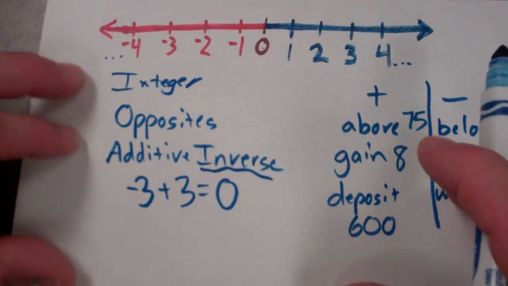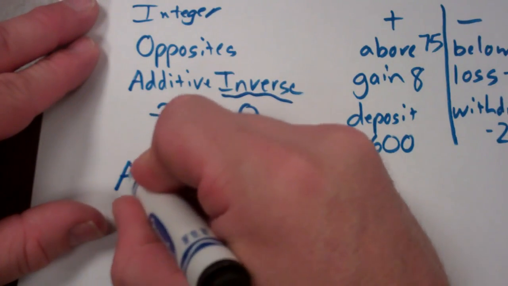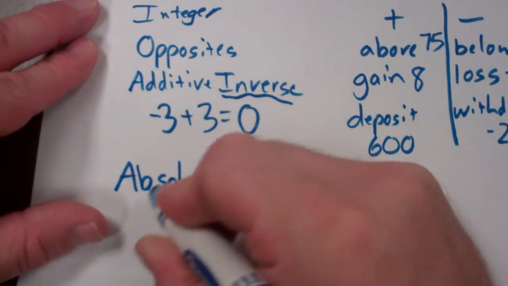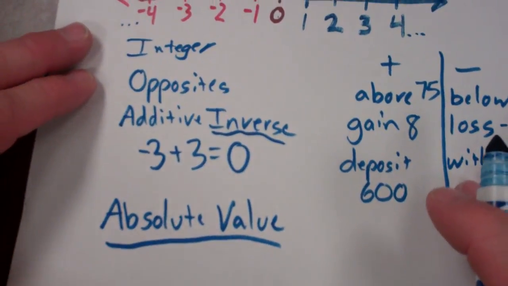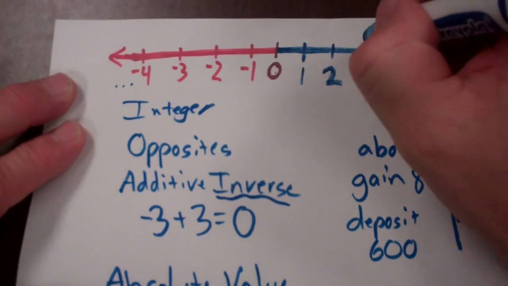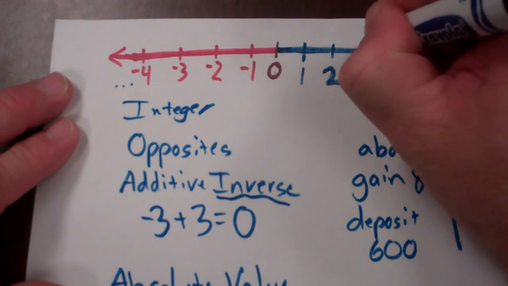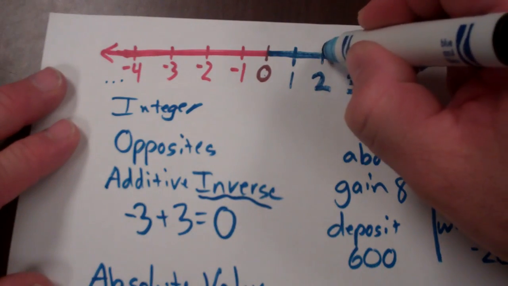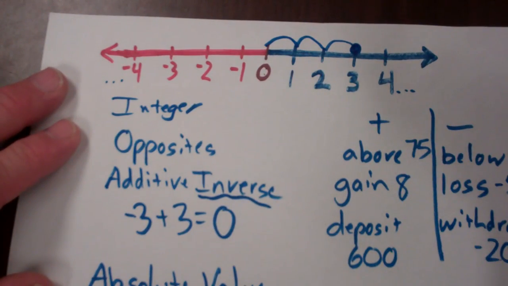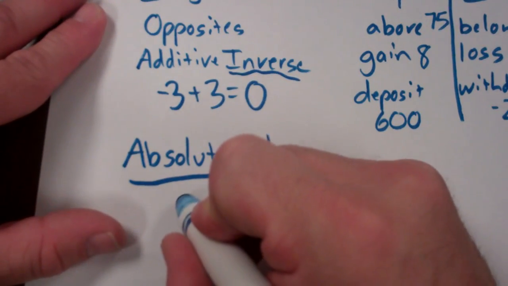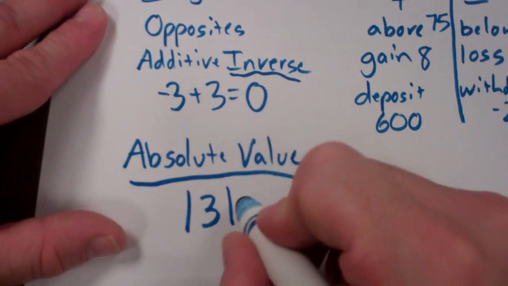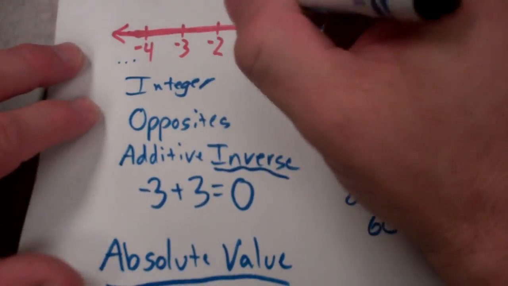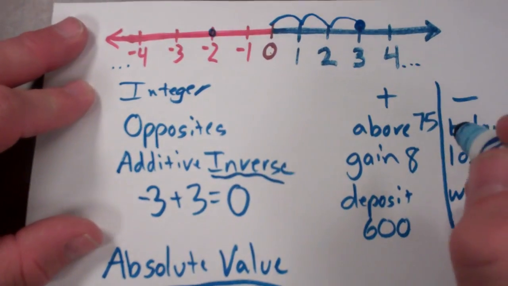Okay? Another concept that we need to understand is absolute value. Absolute value is a number's distance from 0. So if I talk about the number 3, I'm going to plot 3 on a number line. It'll be right there. 3 is how far from 0? Well, it's 1, 2, 3 jumps away from 0. So the way we show absolute value is by bars around a number. The absolute value of 3 is 3. Alright, that's pretty easy. Let's talk about -2. I'm going to plot it.